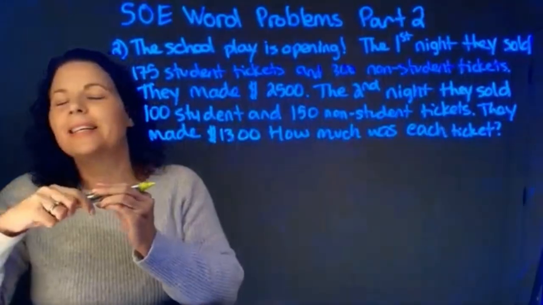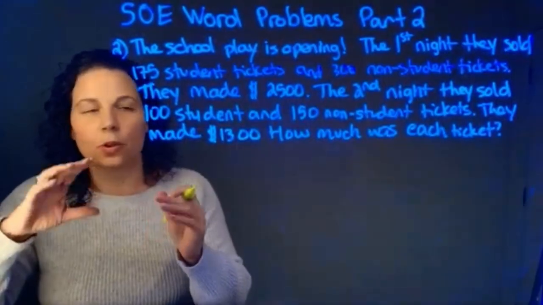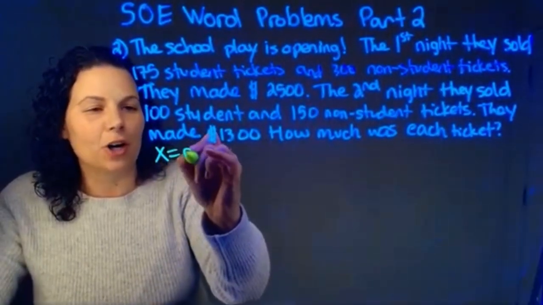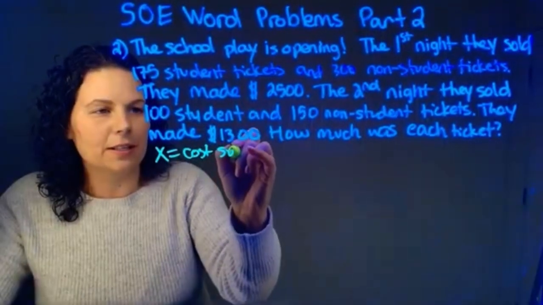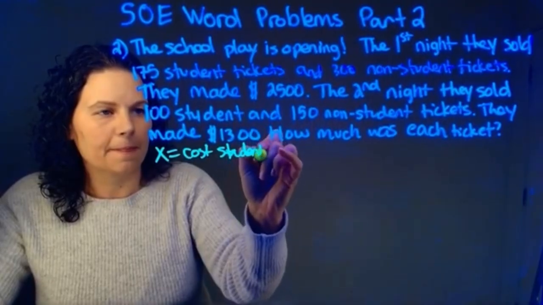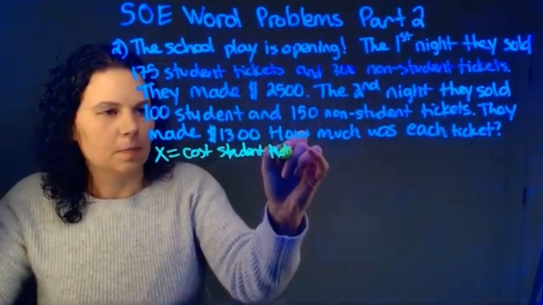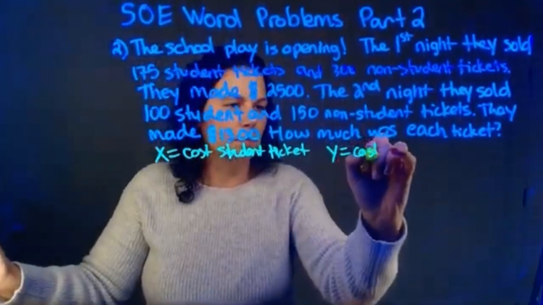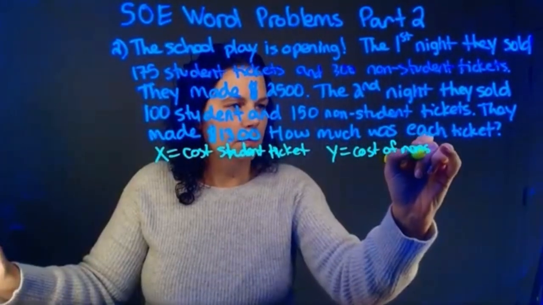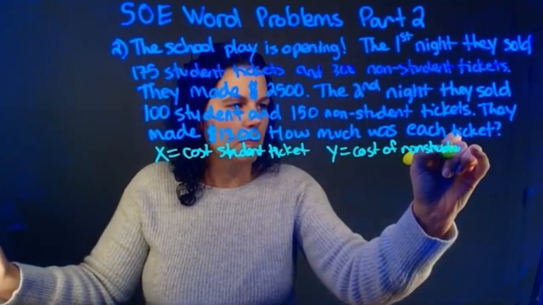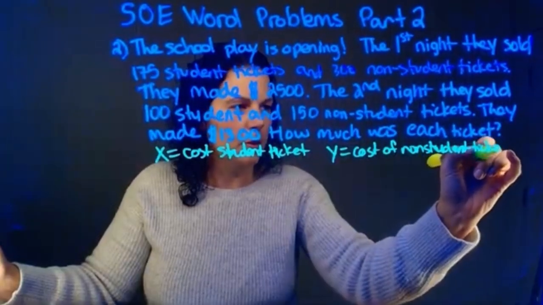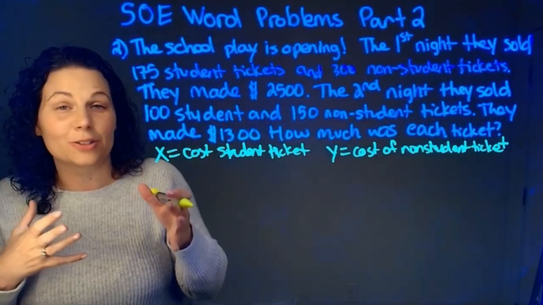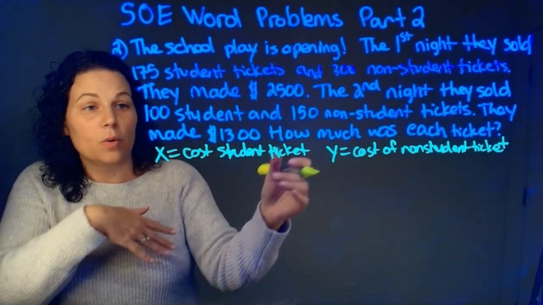So I would not use S for a variable. Normally I use the first letter of the word, but I'm going to use X for the cost of a student ticket. And we're going to use Y for the cost of a non-student. Be really careful when you're labeling these things. You got to be able to use them and then come back at the end and answer your question. So you got to make sure you know what your variables are.